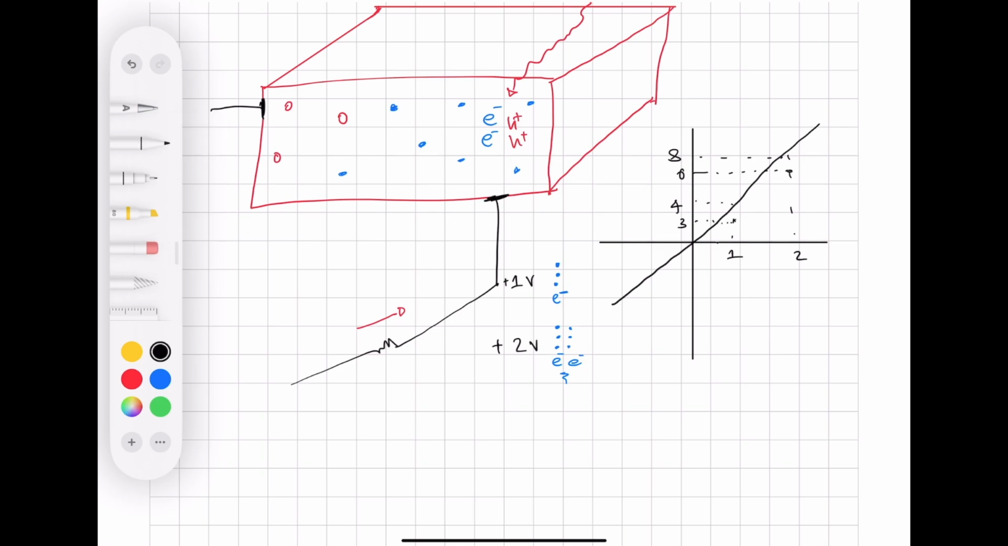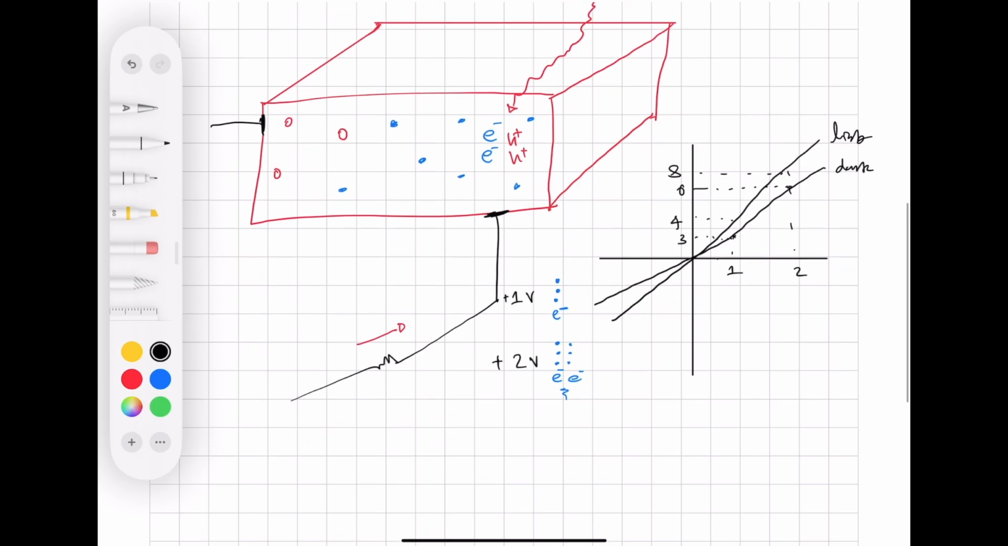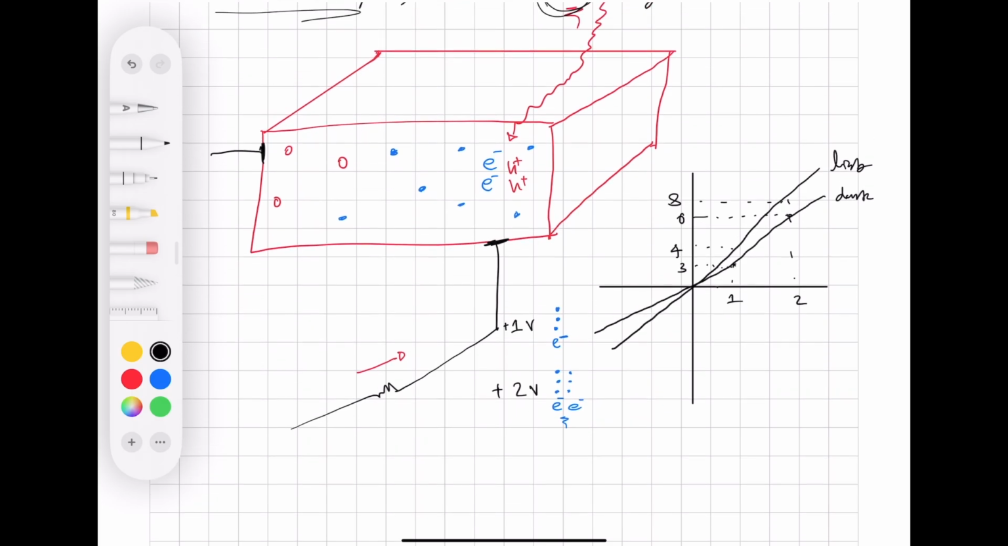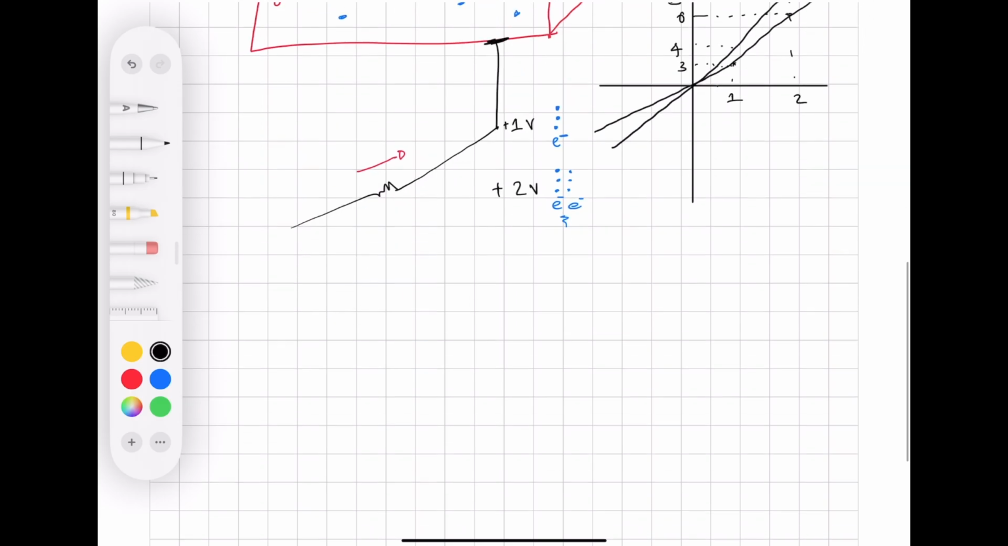So in the previous case, what we're going to have is an IV curve of something like that. So this is dark and this is light. Here we're making the assumption that this is energy much greater than the band gap of silicon. So it needs to be greater than silicon in order to generate electron hole pairs.